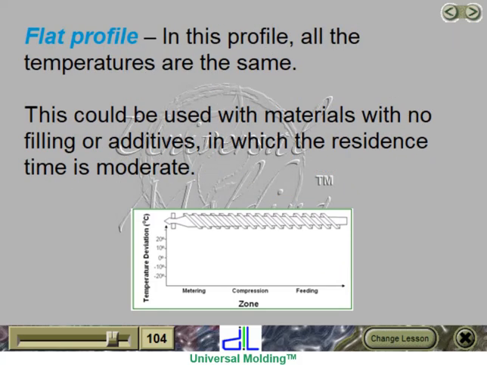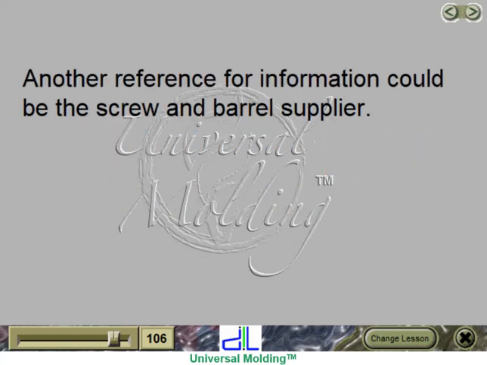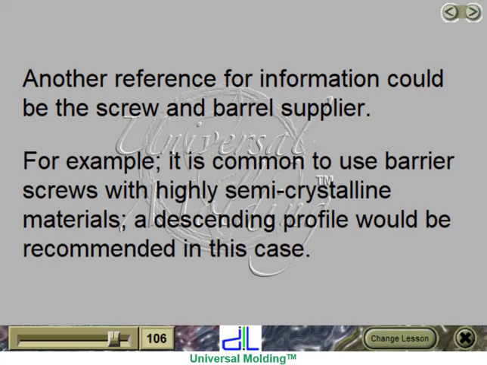Flat profile. In this profile, all the temperatures are the same. This could be used with materials with no filling or additives in which the residence time is moderate. Remember that this is a reference. Consult your resin supplier for the most adequate profile for your material. Another reference for information could be the screw and barrel supplier. For example, it is common to use barrier screws with highly semicrystalline materials. A descending profile would be recommended in this case.